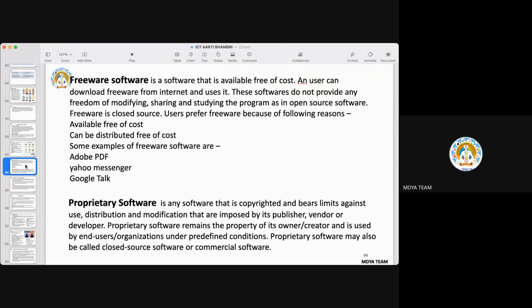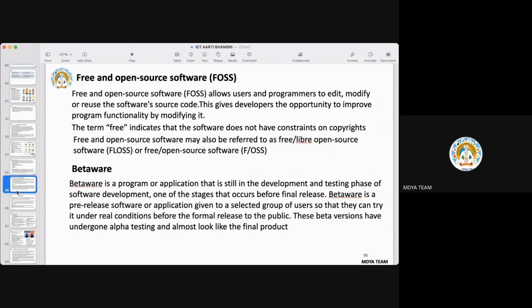Or freeware, some software that is available for free of cost. Sometimes you can download it from the internet; examples given are Adobe PDF. If you want to convert your document to PDF, you can download some software from the net and use it. Then Messenger and Google Talk. So a company provides some free software, and you can use it.